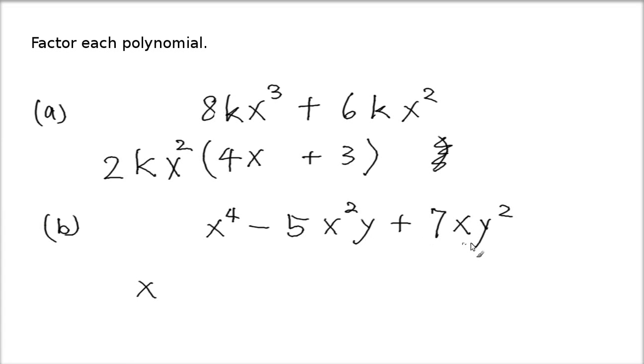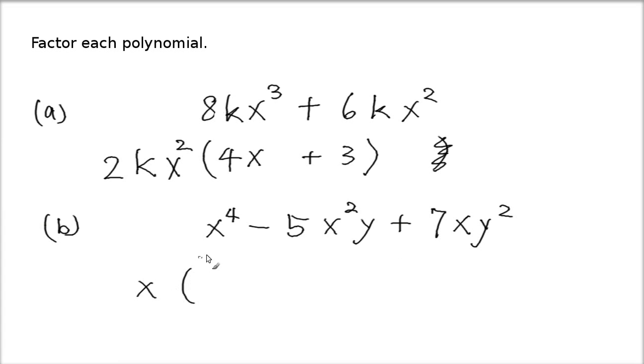Now look at y. Y is common in the second and third term. But y is not in the first term. So y is not common to all 3 terms. So don't pull y at all. So x is the only common factor of the 3 terms.